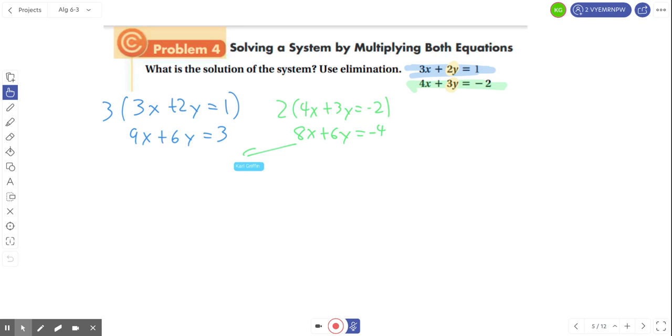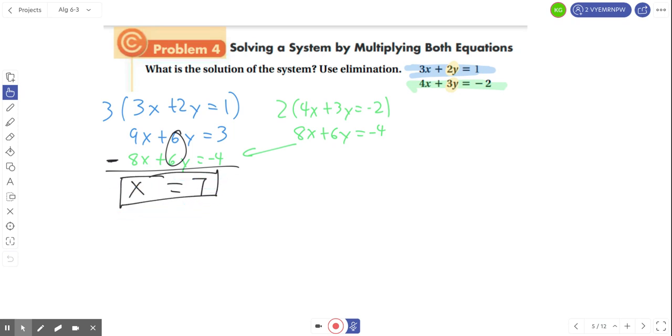Let's bring that over here so I can do my subtraction. 8x plus 6y equals -4. So I am going to subtract these equations. 9 take away 8 is just 1x. 6 take away 6 is 0. And 3 take away -4, that's minus -4, so it's like plus 4, so that's 7. Hey, x equals 7. Cool.